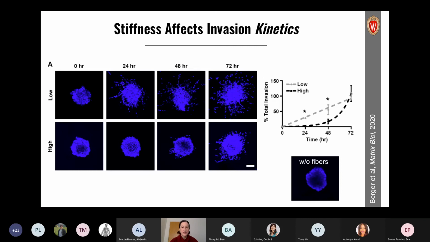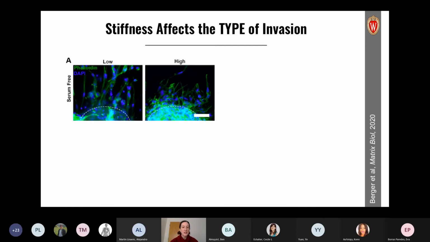Let's look more closely at these cells and see how they're differing. And so we started to zoom really closely in on these cells. We started to notice that the cells that are invading also just look a little bit different in the low stiffness versus the high stiffness.